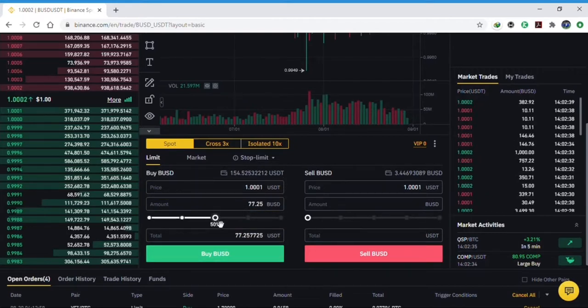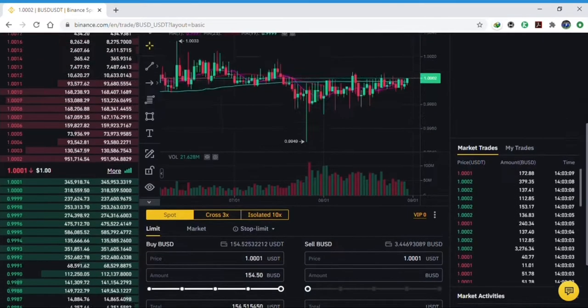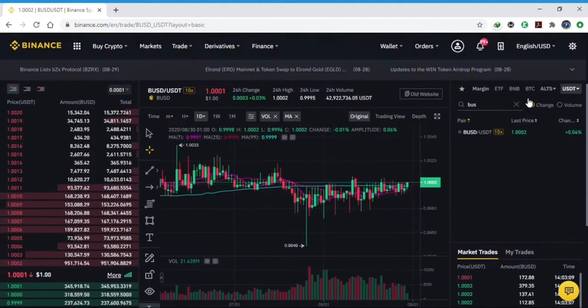So do I want to let go of 50% or 75% or 100%? 100% in my case, that is 154 total. I can change the total here too if I wish, and this is what I'll get basically. So if I do this, I'll have sold it. I've bought BUSD with USDT from my trade profit basically.